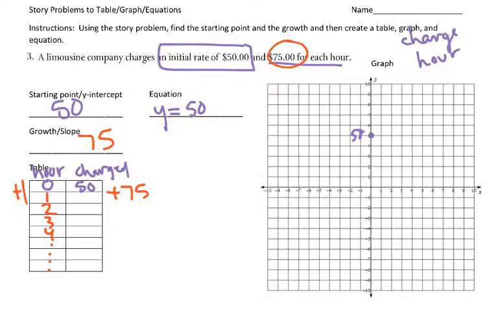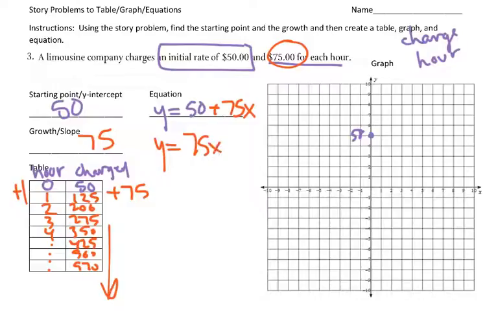Plus 75. 50 plus 75 is 125. Add 75 again. We get 200. Then 275. 350. 425. 500. 575. So how would we do that to our equation? Well, we'd add 75, and we're going to keep adding 75, so we times it by x. Now, could you rewrite this as y equals 75x plus 50? Because it's positive 50? Yeah, you could.